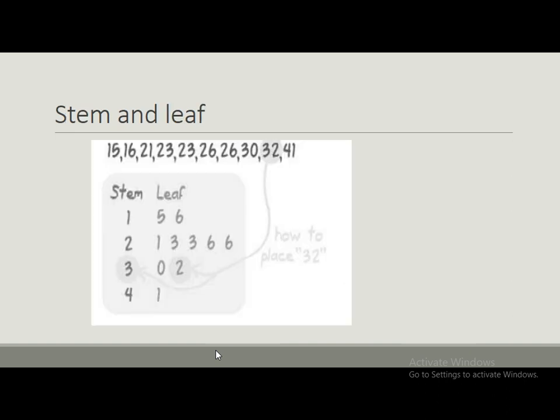Next is a stem and leaf plot. It splits each number into a stem, all digits but the last, and a leaf with the last digit. Like for the numbers 45 and 59, the stems are 4 and 5, and the leaves are 5 and 9. So just consider the number 32. For 32, as the tens digit is 3, we have a stem of 3 and a leaf of 2. So this is how 32 is placed in the stem and leaf diagram.